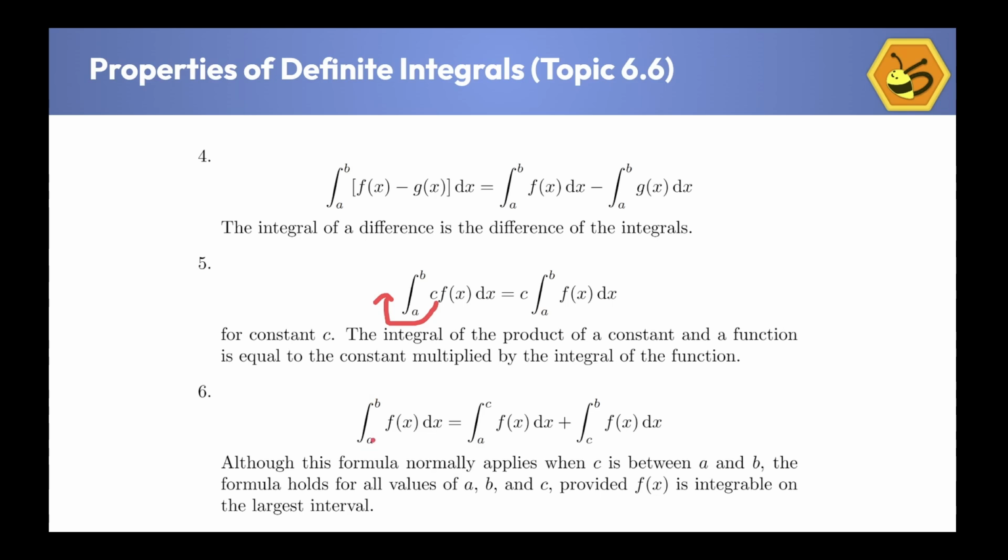for a definite integral from a to b, I can change it to that, so I have from a to c and then from c to b. Interestingly, even if the formula normally applies when c is between a and b, the formula is true for all values of a, b, and c, provided f(x) is integrable on the largest interval possible. So we can have any value for a, b, or c in this case, but the function has to be integrable in the first place.